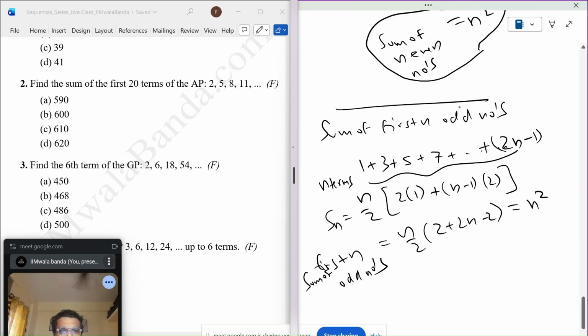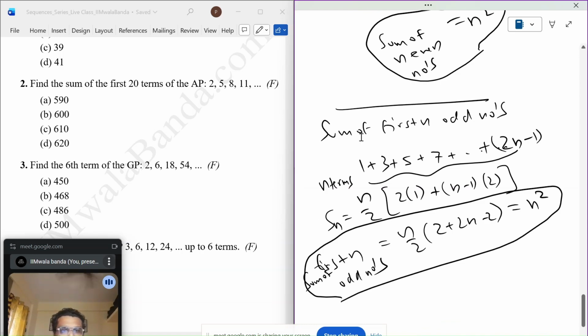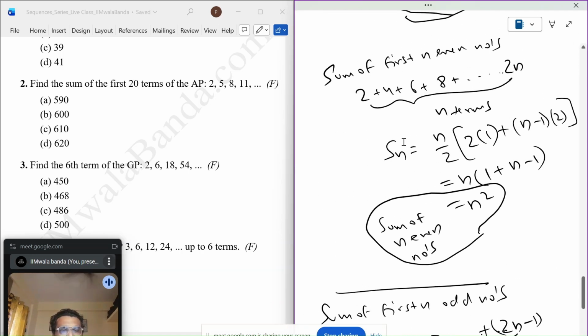Got it? I think I need to recheck the sum of first n even numbers. It can't be the same. For the sum of first n even numbers, I took n by 2. If I do n by 2, a plus an, this is n into n plus 1. Correct. This is basically the sum of first n even numbers. But in this case, why am I not getting it? n by 2 is correct.